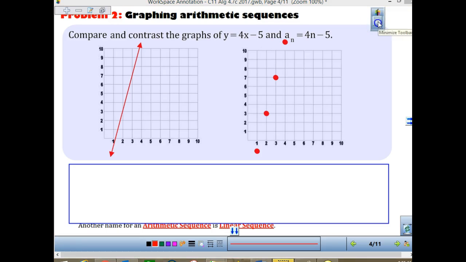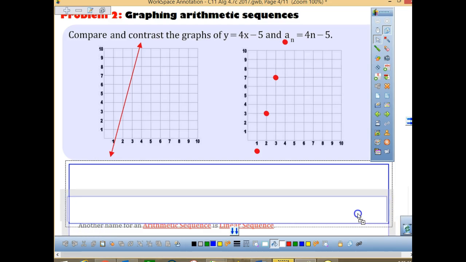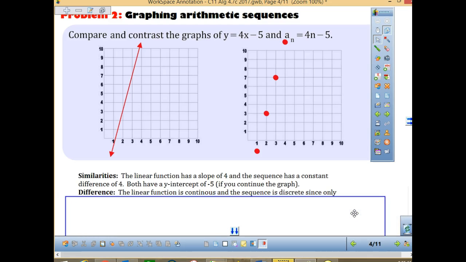So when we are looking at what's the same and what's different in it, we would want to probably say, yes, we want to say first thing are similarities. Same slope of 4. That means the constant difference is 4. Slope of 4, constant difference. So in the sequence, it's our constant difference. In the linear equation, it's our slope. And both have a y-intercept of 5 if we are going to continue.